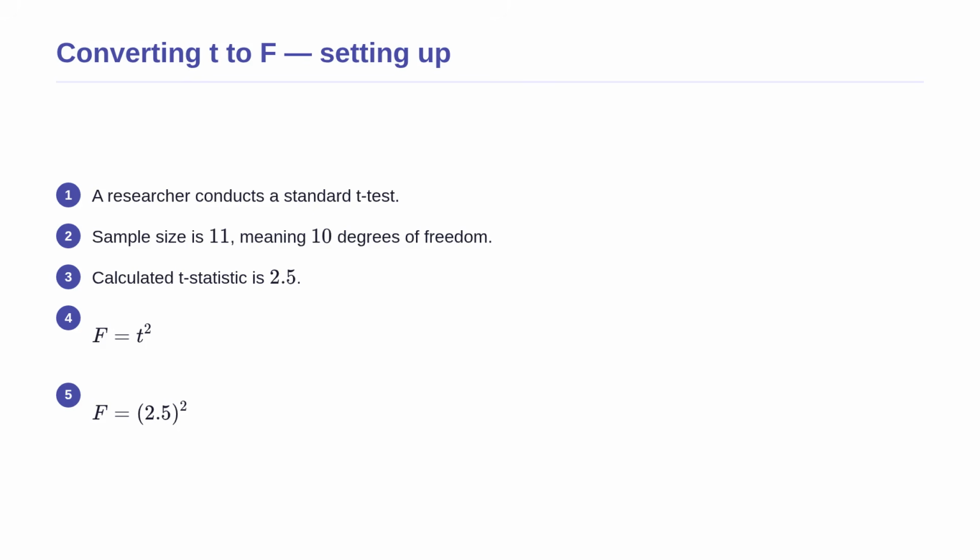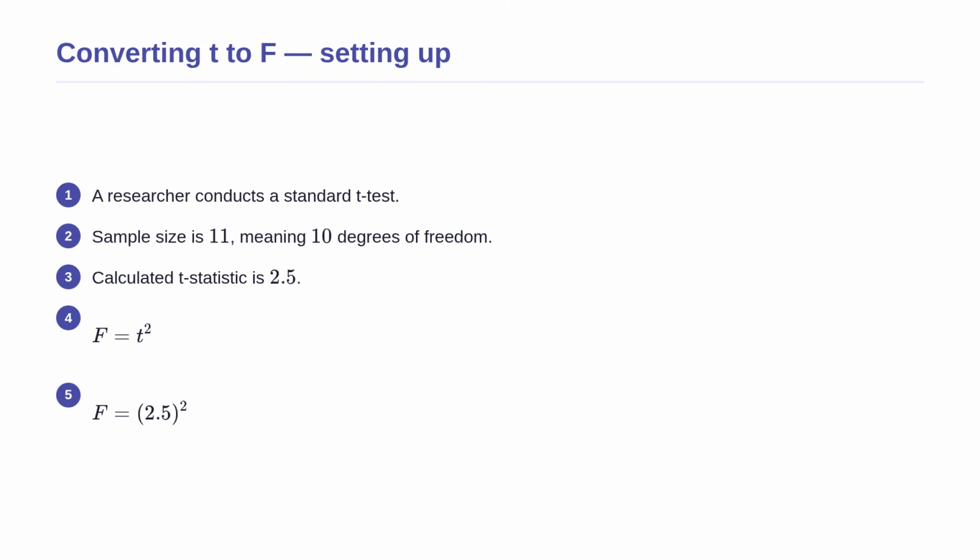Let us see this connection in action with an example. Suppose a researcher conducts a standard t-test to compare a sample mean against a known population mean. The sample size is 11, meaning there are 10 degrees of freedom. The researcher calculates a t-statistic of 2.5. We want to demonstrate the mathematical connection by converting this t-statistic into an equivalent F statistic.